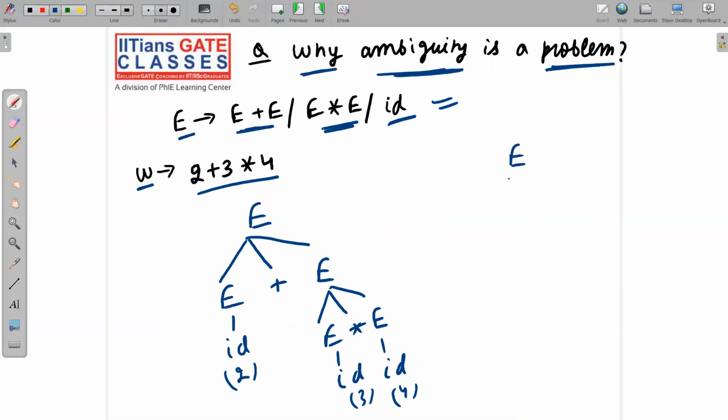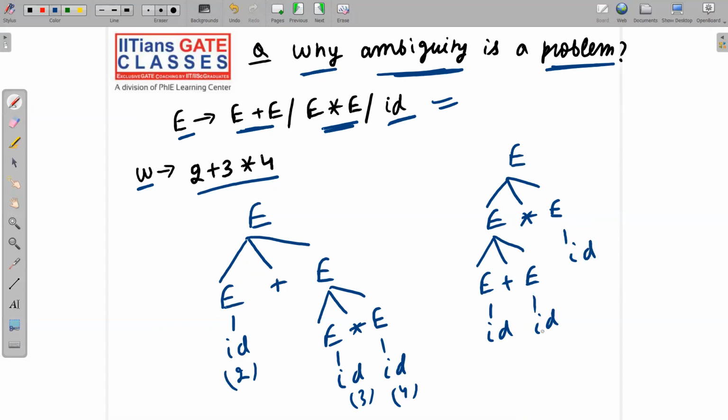Another way of generation can be E goes to E star E. By the way, in TOC also I have discussed the same grammar. Okay, you can watch my TOC playlist also. Now, while explaining the ambiguity problem, we have studied this thing. So E star E, then we will say E goes to E plus E. This goes to ID, ID, and ID. This ID can be this 2, this is 3, and this is 4. Yes, now you can check it out. We have made 2 parse trees to generate this string, hence the grammar is ambiguous.